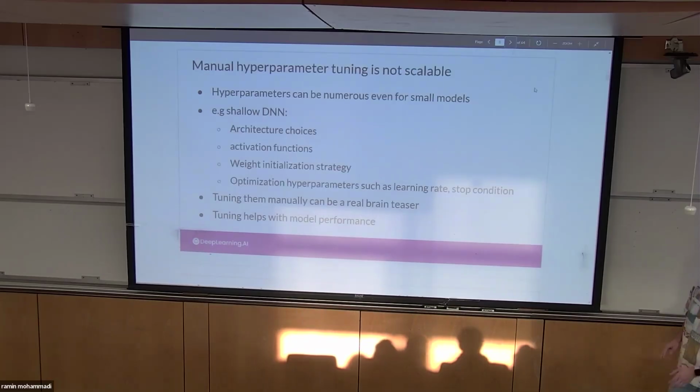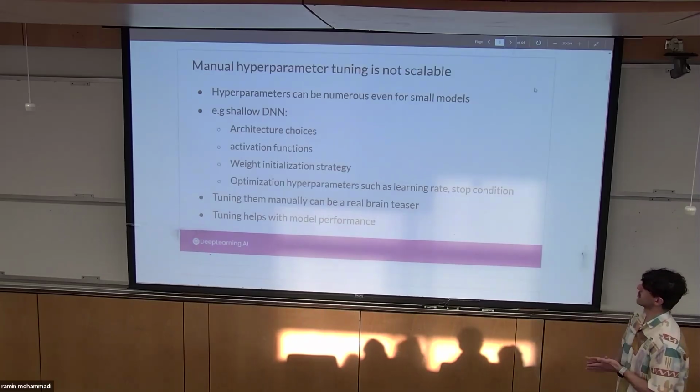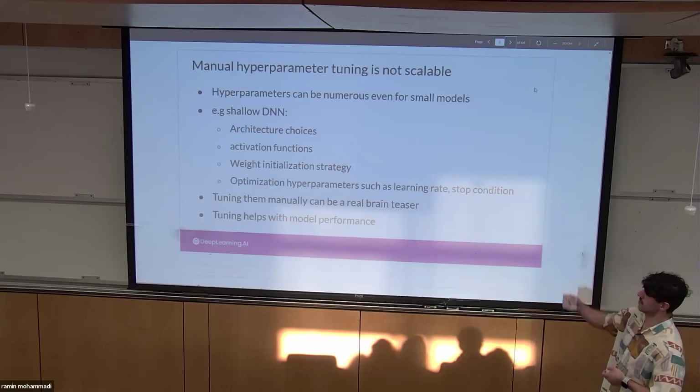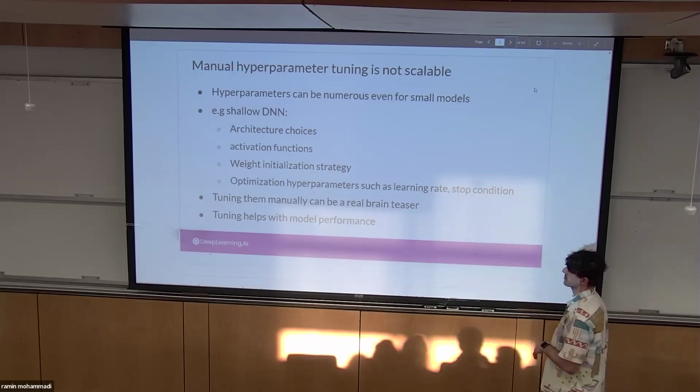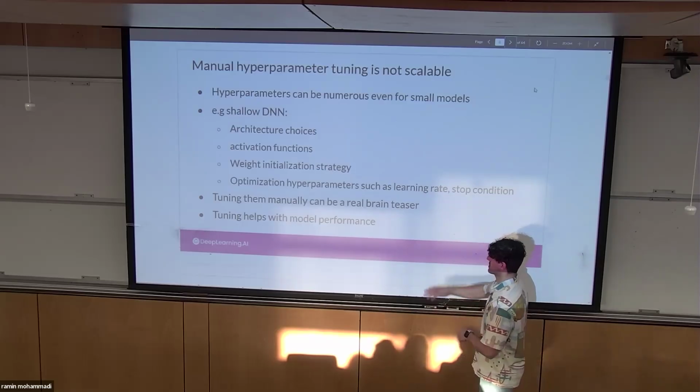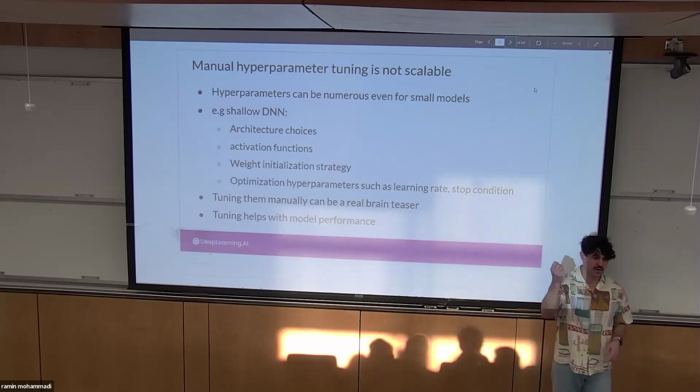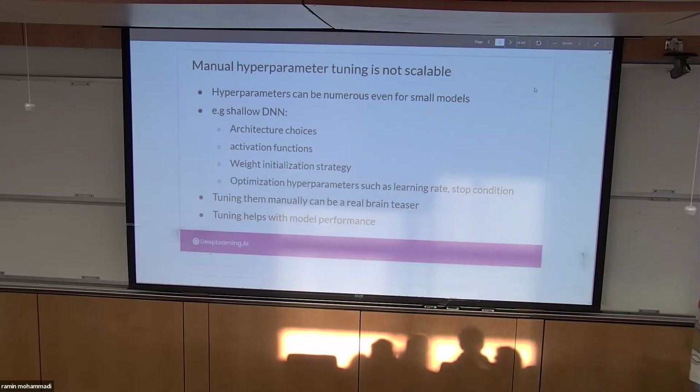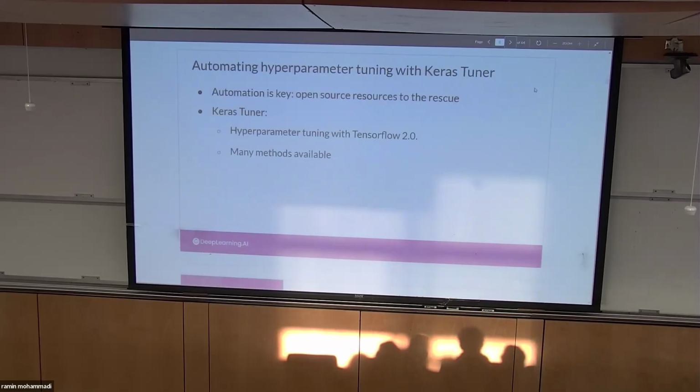When we talk about hyperparameters, they could be your architecture choices, activation functions, weight initialization strategies, or just optimization parameters like learning rate and stuff like that. Those are all hyperparameters that you need to select.